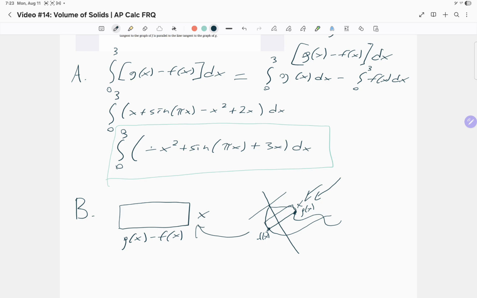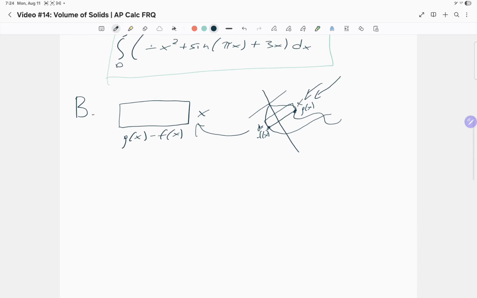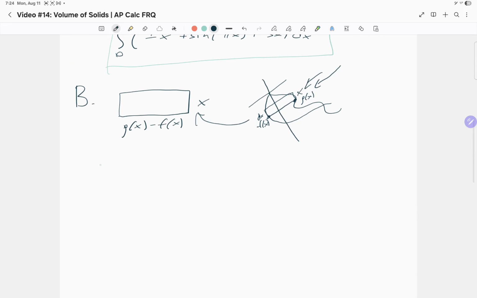These slivers you could think of as rectangular prisms too, because they're going to have a width of dx. For these types of questions, we set up our integral from a to b of A(x), the area of our representative shape, dx. And this should make sense, right?